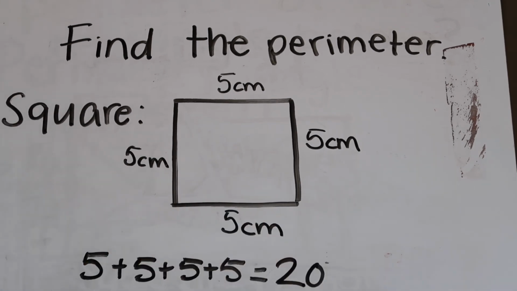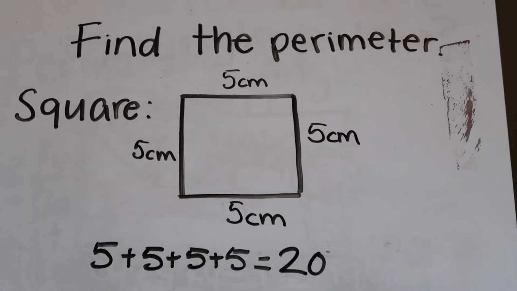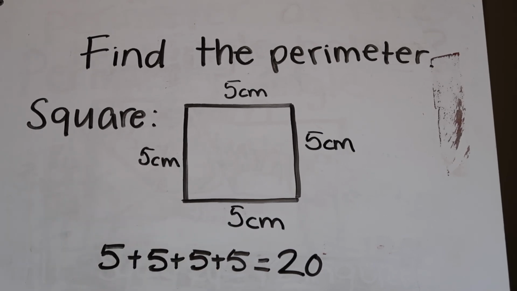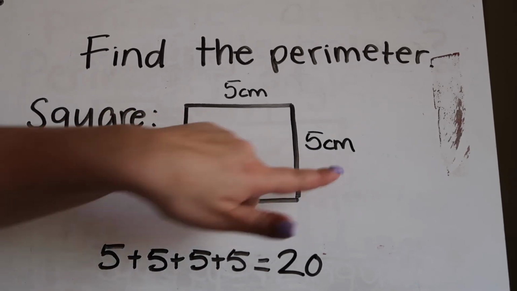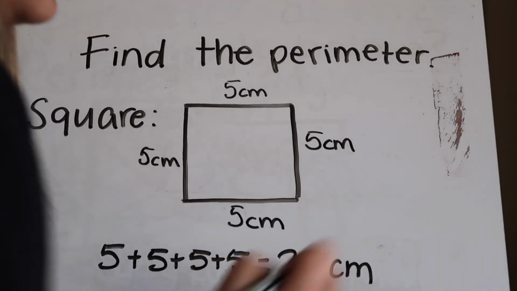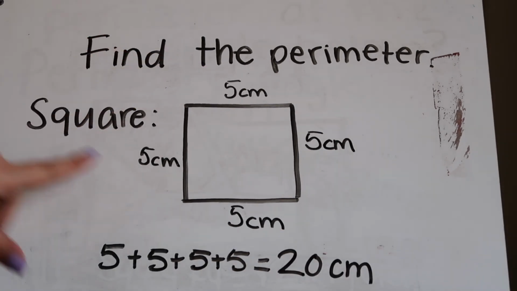Hope you can see that there. Let me just zoom out a little bit. There you go. My answer is 20, and I cannot forget my label. So my label here is centimeters, so I'm going to write cm. So the perimeter of this square is 20 centimeters.